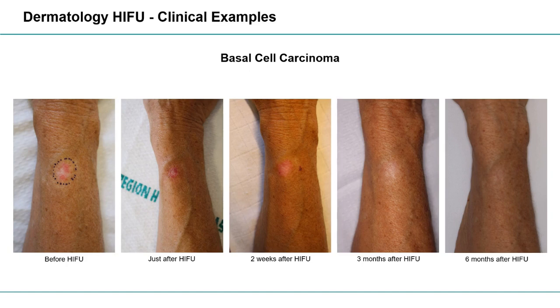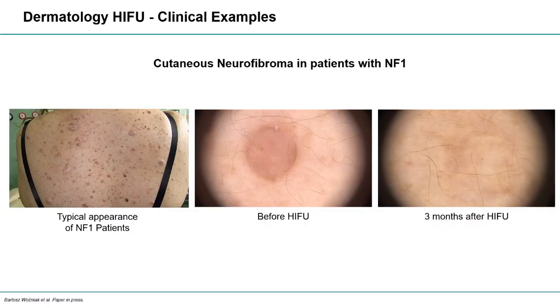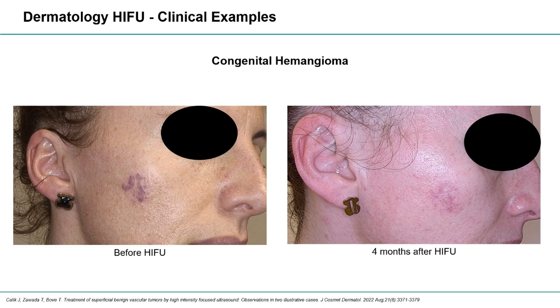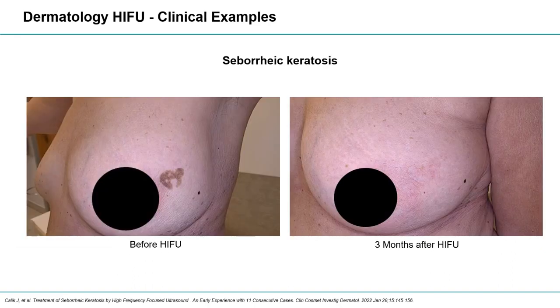And on the poster, we will show some very good results of treatment of basal cell carcinoma, the most common cancer in the world, cutaneous neurofibromas, which is a very common genetic disorder, actinic keratosis, which is a precancer condition, also extremely common, and a range of more benign conditions that are nevertheless in need of good clinical options, and that includes congenital hemangiomas, seborrheic keratosis, and sebaceous hyperplasia.